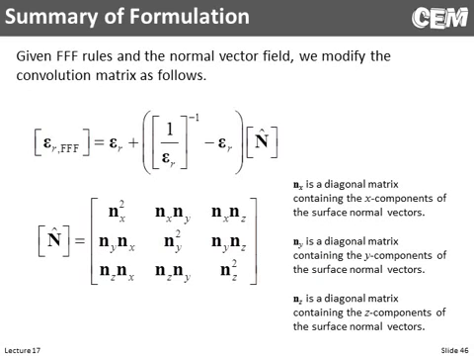So here's how we tie it all together. We have our ordinary convolution matrix. We also have a convolution matrix that we construct from the reciprocal of the dielectric function and then take the inverse of that. We also have another big square matrix that we derive from our normal vector field. And we tie this all together and essentially come away with a new permittivity matrix that takes all this into account. A lot of details here I'm skipping. I just want to give you a flavor of what's happening here.